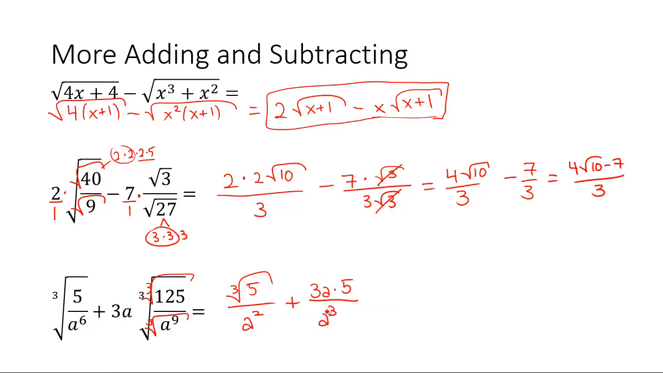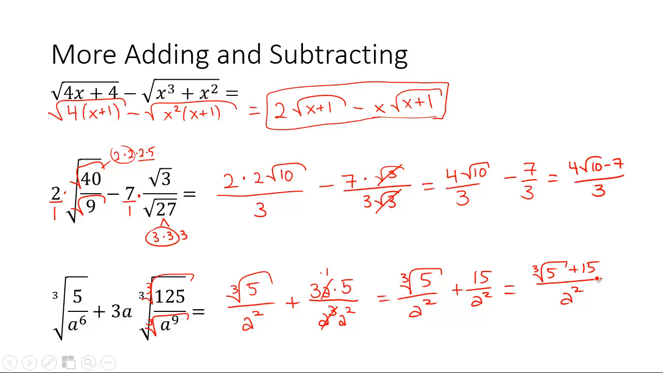But here we can simplify these a's, so this a and this a cubed will leave us with a squared in the bottom and a 1 here. So we've got cube root of 5 over a squared plus 15 over a squared. And again, we have a common denominator, so we can say cube root of 5 plus 15 all over a squared. And that's as simple as we can go there.